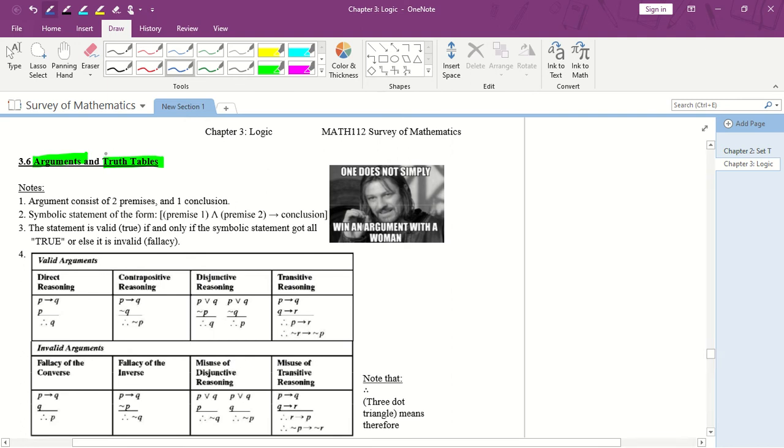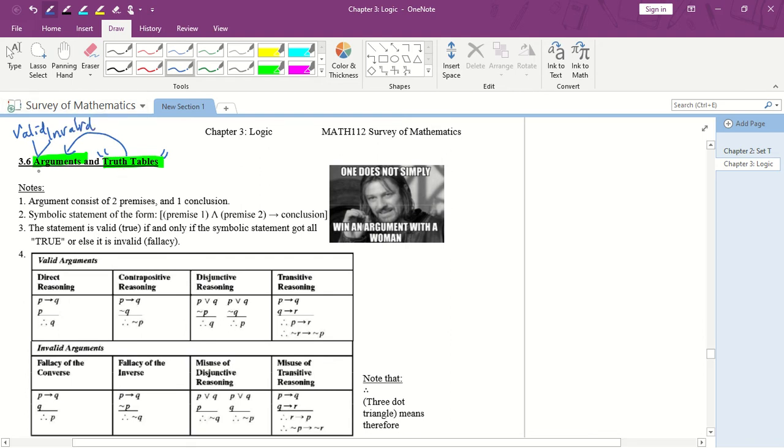So why suddenly do we learn truth tables again? Actually, it's the same thing. We are using truth tables to prove whether an argument is valid or invalid. This is what we'll be doing here.